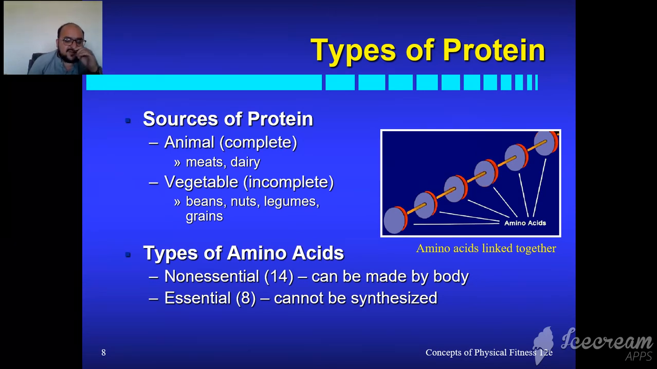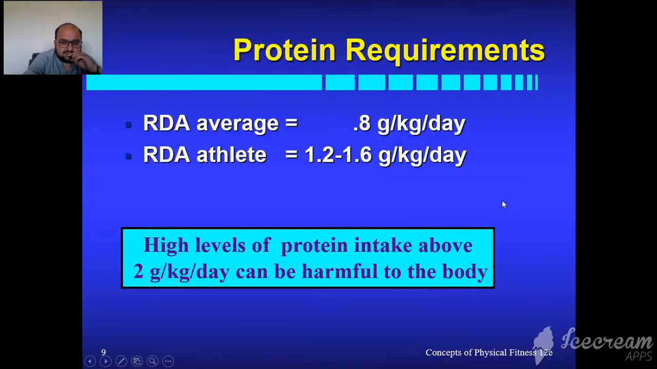Types of amino acid, there are 2 types on the basis of diet. One is essential, the second one is non-essential. The non-essential amino acids are 14 in number and can be made by the body, while the essential ones are 8 in number. They cannot be synthesized in the body, but can be obtained from the outside environment. Look at the chain of amino acids which are linked together.